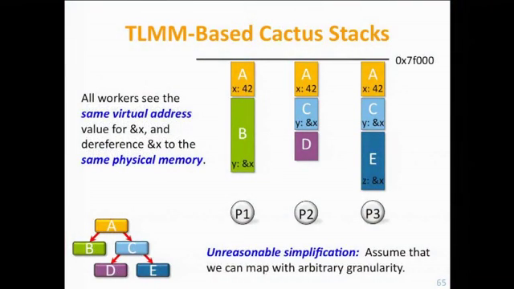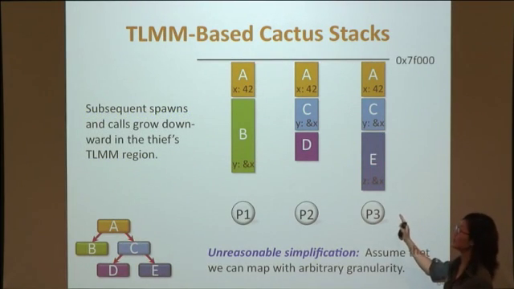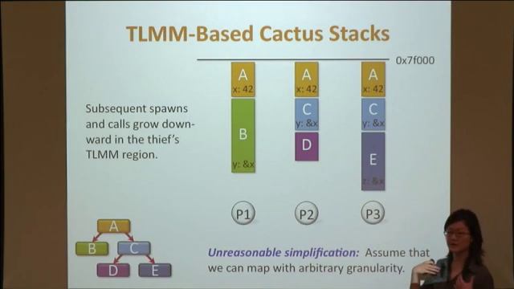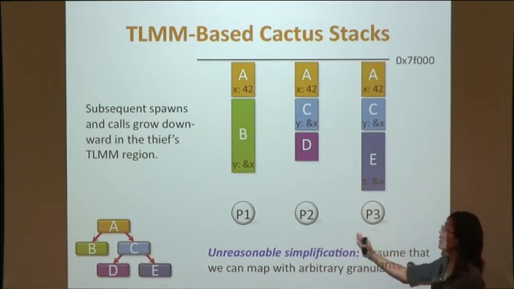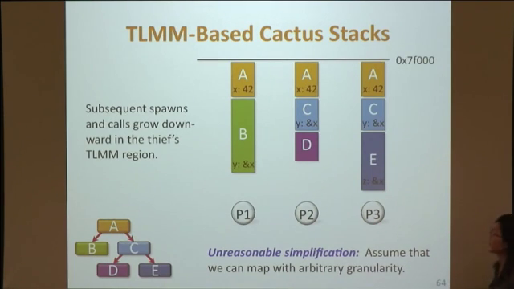Okay, so again, just to emphasize, because they're mapping the same physical memory and aligning the mapping at the same virtual address, when you have a pointer to a local variable, it will have the same virtual address on all workers, and when you dereference it, it will point to the right physical memory. So now, obviously, one cannot map at arbitrary granularity, so let's see how we address this.